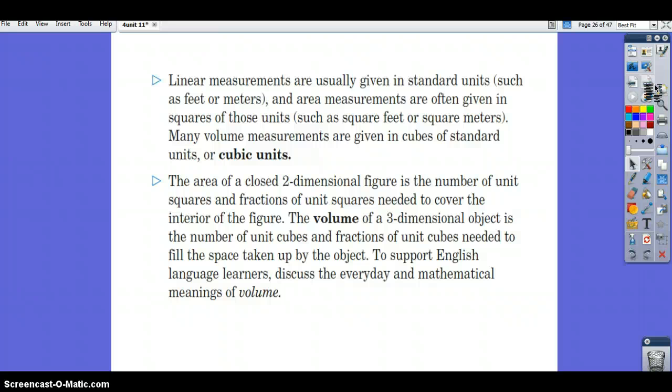So the area of a closed two-dimensional figure is the number of unit squares and fractions of unit squares needed to cover the interior of the figure. The volume of a three-dimensional object is the number of unit cubes and fractions of unit cubes needed to fill the space taken up by the object.